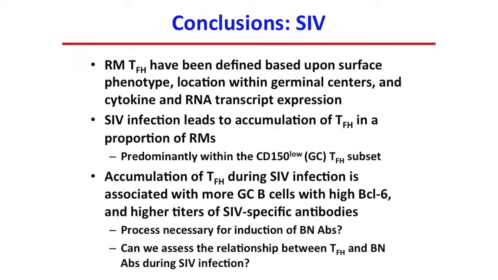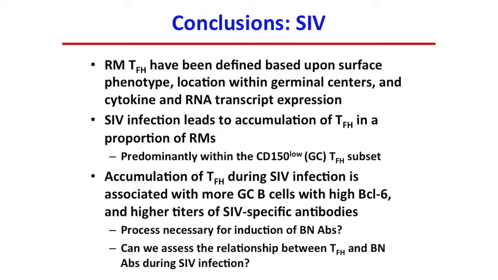So rhesus monkeys' T follicular helper cells have been defined based upon surface phenotype, location within germinal centers, and cytokine and RNA transcript expression. SIV leads to an accumulation of these cells, and it's predominantly within the germinal center T follicular helper cell subset. And accumulation of these cells is associated with more germinal center B cells with high BCL6 and higher titers of SIV-specific antibodies.